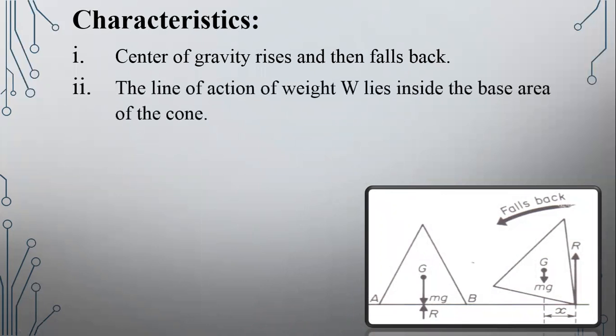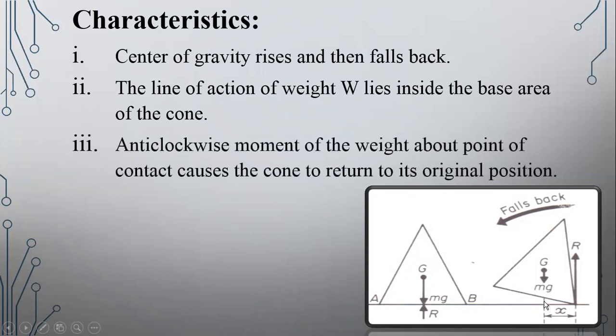Number two, the line of action of weight lies inside the base area of the cone. This is the base area of the cone. This one is the base area. So while tilting, this center of gravity, line of action of weight, it lies inside the base area.